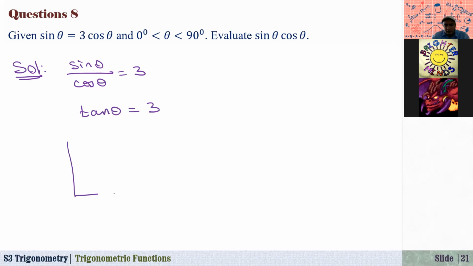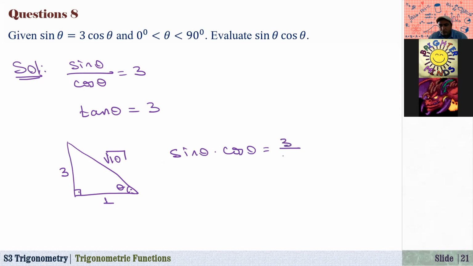So now if we draw our reference triangle here, with a 90 degree angle, suppose that this angle is theta, and this side should be 3, and this should be 1. 3 squared plus 1 squared is 10, so the hypotenuse is equal to square root of 10. So sine of theta times cosine of theta is equal to sine of theta, 3 over square root of 10, and cosine of theta, 1 over square root of 10, which is equal to 3 over 10.